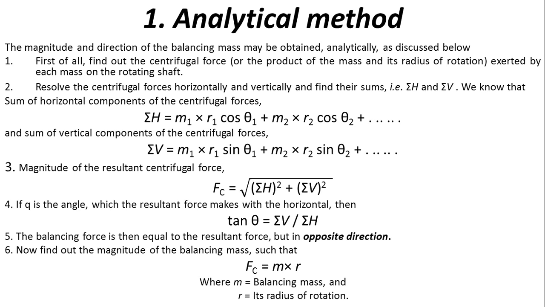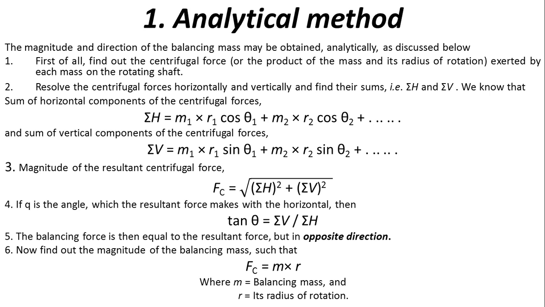There are 6 steps in the analytical method. In the first step, you have to find the centrifugal force exerted by each mass on the rotating shaft, which is proportional to the product of mass and radius. So the first step is always to get the product of mass and radius, that is, m into r.